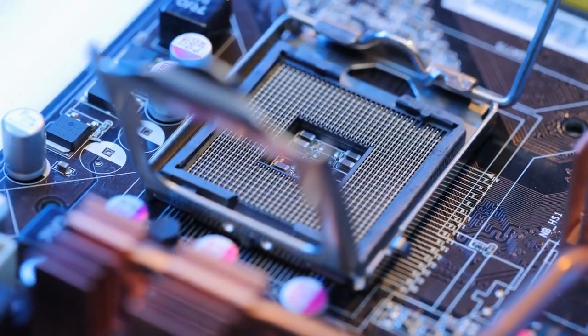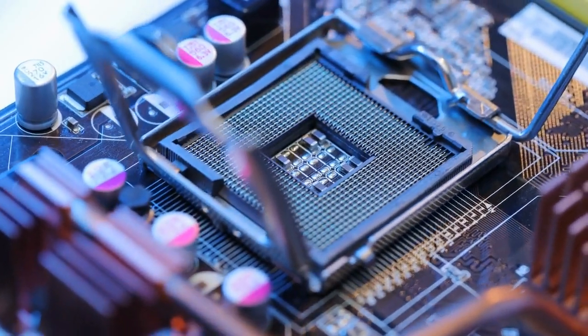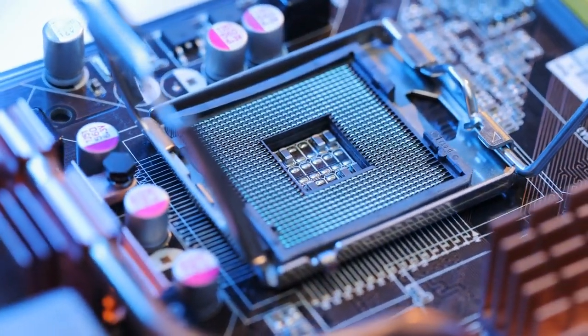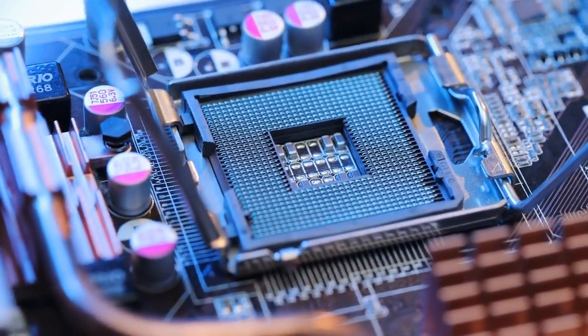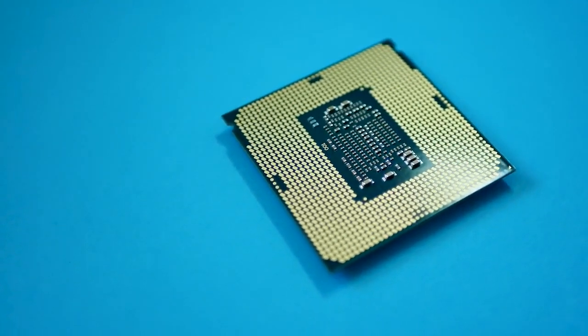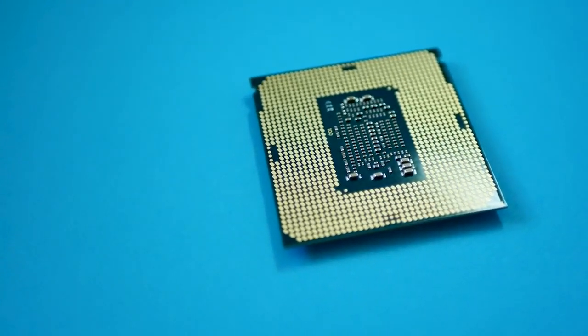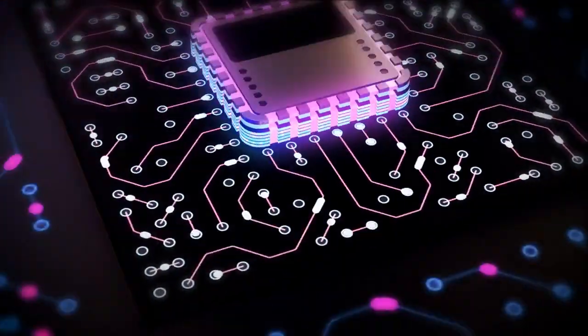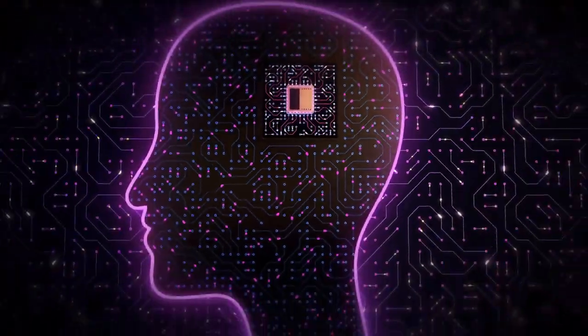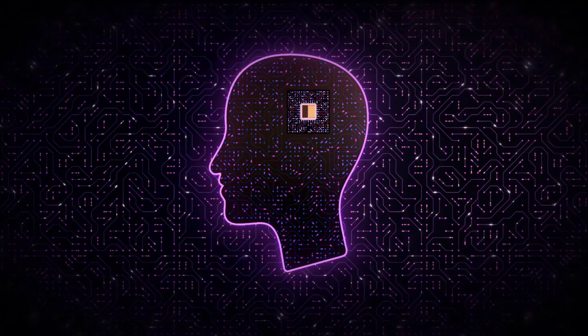1. CPU socket. The CPU, Central Processing Unit, socket is a crucial part of the motherboard, where the processor is installed. It's designed to match the specific CPU socket type, ensuring compatibility. The CPU is often considered the brain of the computer, and its performance greatly influences the overall speed and capabilities of the system.